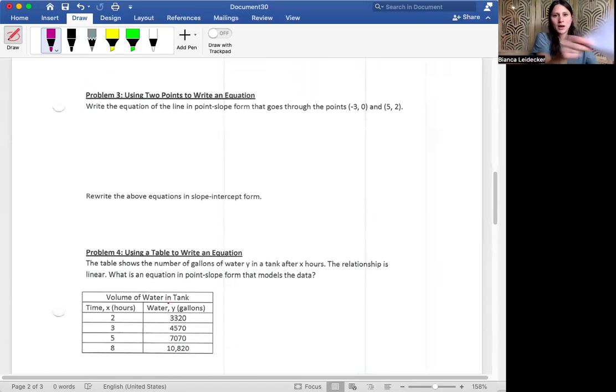Problem 3: write the equation of the line in point slope form that goes through the points (-3, 0) and (5, 2). All right, let's review our equation. It's y minus y1 equals m times x minus x1. Now this time, you're given 2 points instead of 1, and you don't have a slope. So the first thing we have to do is identify and solve for the slope. The way we solve for slope, remember, is y2 minus y1 over x2 minus x1.